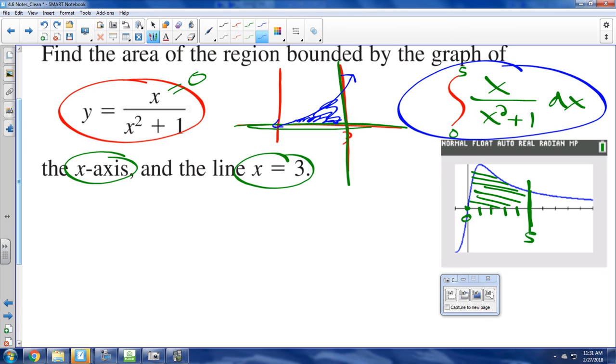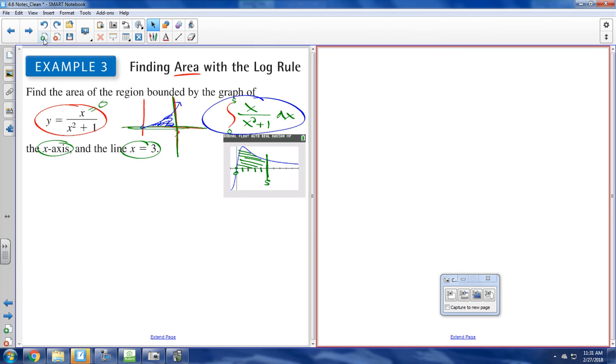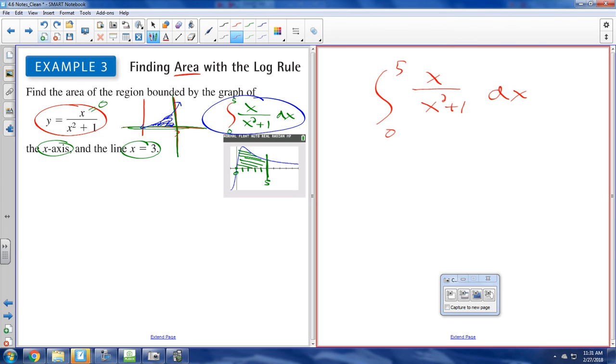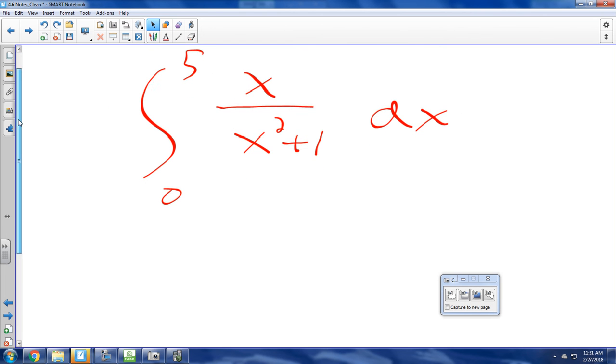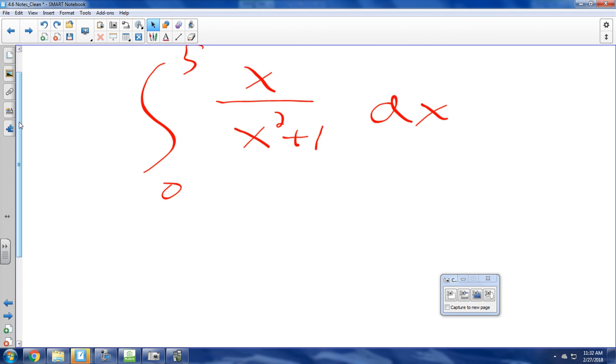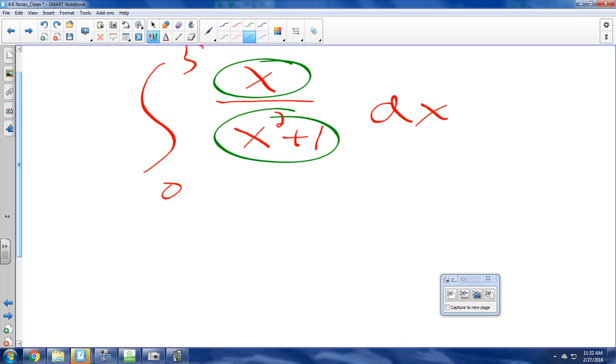So let's take that to a new page. A little cluttered here. Integral from 0 to 5 of x over x squared plus 1 dx. All right, ignoring everything else, now just trying to solve this integral, let's think about which of these is the function and which is the derivative. Either this is your function or this is your function. I'm going to say the bottom is your function, x squared plus 1, and then the derivative would be 2x.